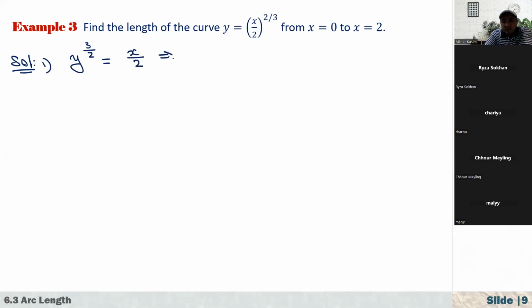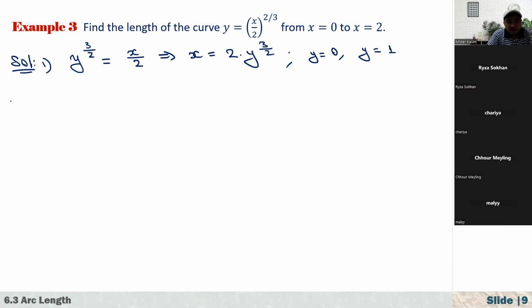From here, x is equal to 2 times y to the power of 3/2. Now we don't have a problem with this. Also, when x is equal to 0, y is also 0. And when x is equal to 2, y is equal to 2 over 2, which is 1, and 1 to the power of 2/3 is 1. So our y is changing from 0 to 1.